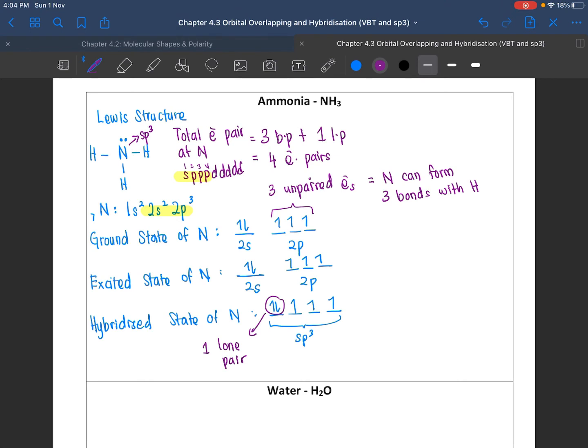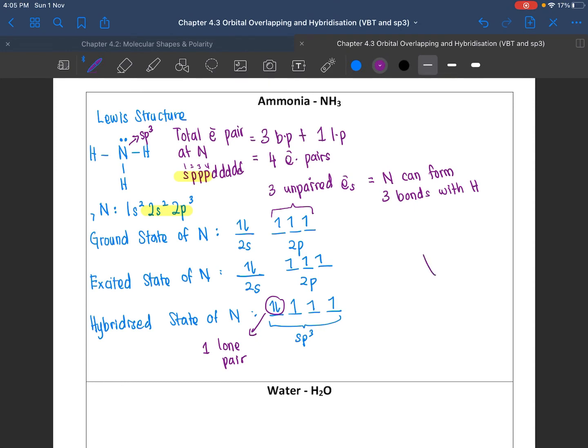Okay, and kita refer balik to our Lewis structure. Kita kena sentiasa check dengan Lewis structure. Kita tally tak? Okay, so dekat Lewis structure kita memang ada one lone pair dekat nitrogen. And somehow our hybridized state pun ada one lone pair. So, maksudnya kita punya hybridization step kita buat betul. Okay, so this topic senang. Kamu boleh check betul ke tak dengan Lewis structure kamu. Okay, so again, since this is sp3 hybrid orbital, so maksudnya kita kena draw shape tetrahedral.